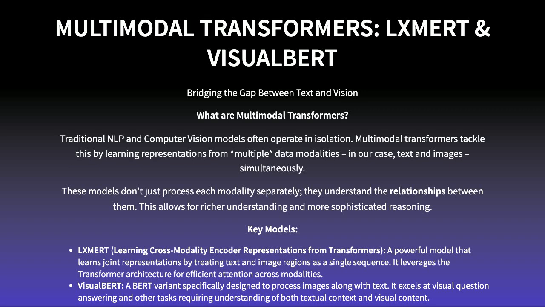Okay, let's dive into multimodal transformers. These models are a really exciting development because they move beyond the idea that NLP and computer vision need to work in separate silos. They actually learn how text and images relate to each other, which opens up some seriously cool possibilities. Specifically, we're talking about models like LXMERT and VisualBERT. LXMERT treats both text and image regions as part of a single sequence for processing, leveraging the transformer architecture for really efficient understanding. And VisualBERT is essentially a BERT model that's been adapted to handle images alongside text, making it great at tasks like answering questions about pictures.